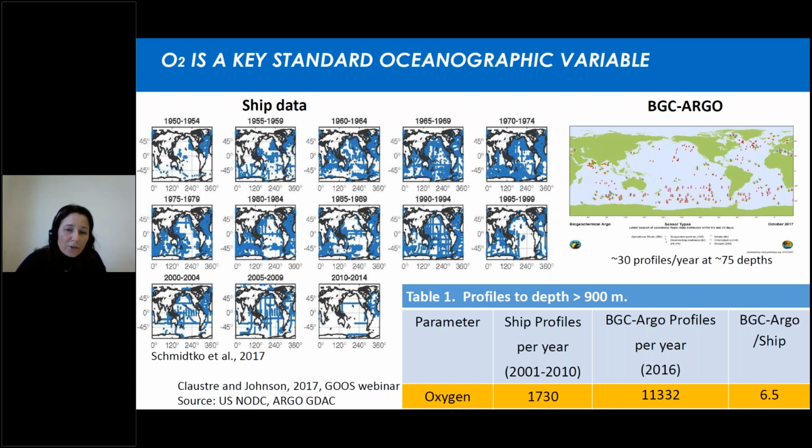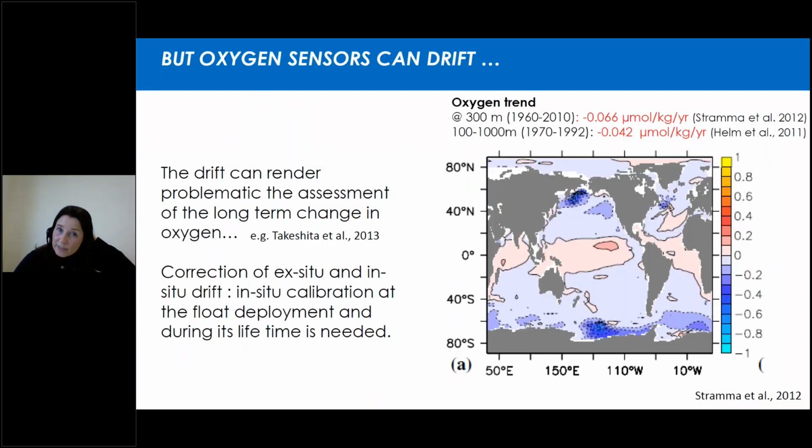And if you want to compare the number of deep sea profiles that we have per year from Argo floats and from ship profiles, we can see that we have a ratio of more or less six times more Argo floats compared to the ship profiles now. So Argo floats have really the potential to increase our knowledge of the oxygen cycling and the deoxygenation. But it has been shown that the oxygen sensor can drift. There are several papers on that. And this drift can be problematic in order to assess the long-term oxygen change.